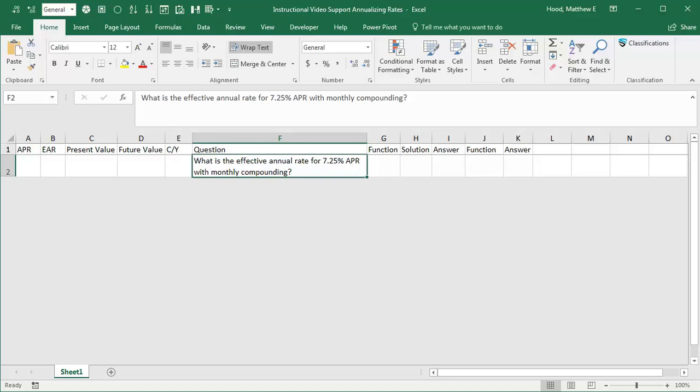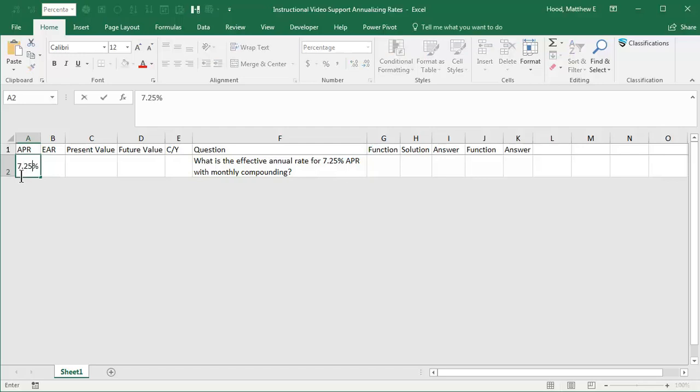So what is the effective annual rate for 7.25% with monthly compounding? Now we're trying to find out how fast it would actually grow in the course of a year. It's going to be faster than 7.25%, just how fast is it? So over here to the left, I have all the things I would need in order to pull this off with the basic time value of money functions.